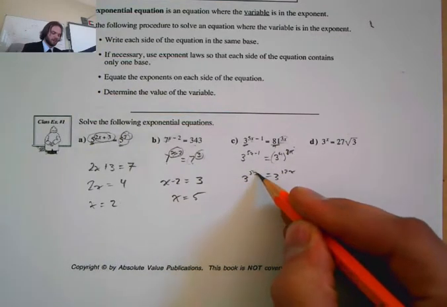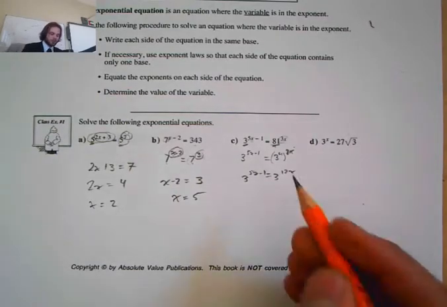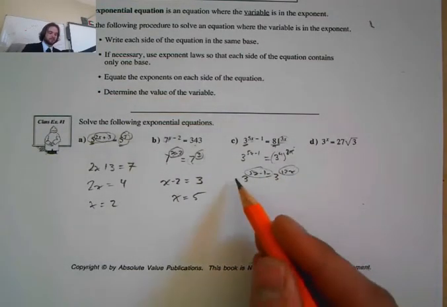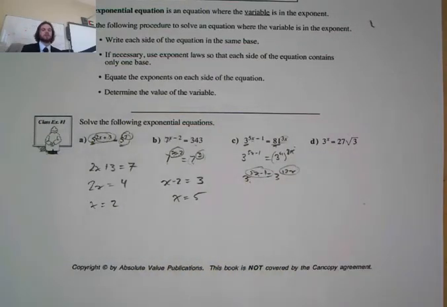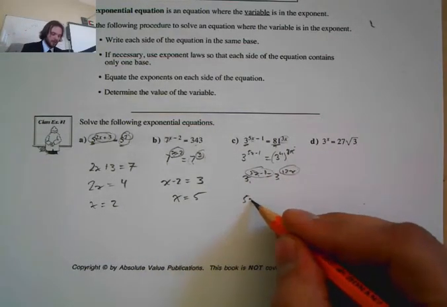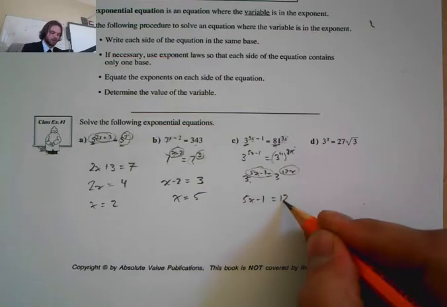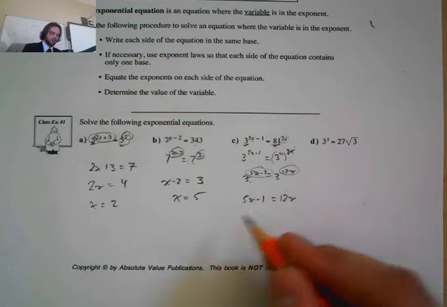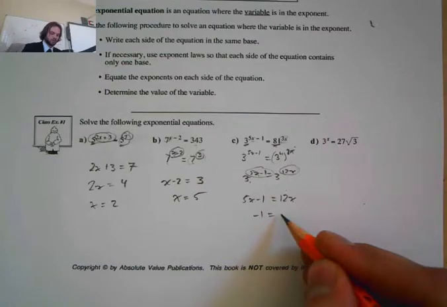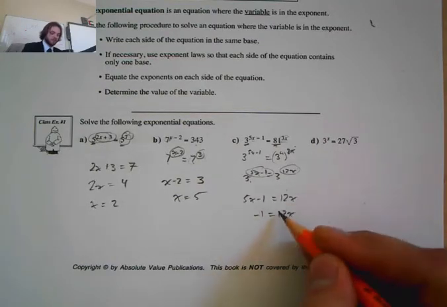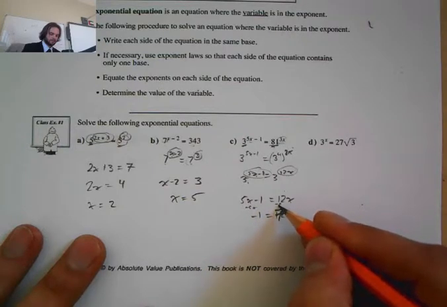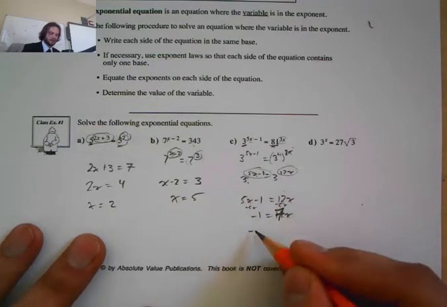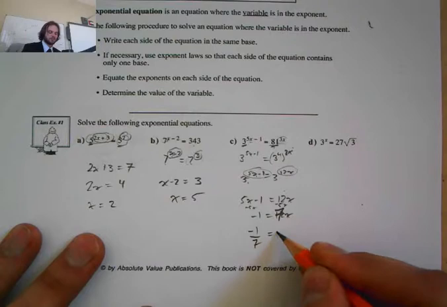Is equal to 3 to the 5x subtract 1. Now we just make our exponents equal. If 3 to the power of something is equal to 3 to the power of something, those exponents must be equal. So we have 5x subtract 1 must equal 12x. And I'm going to take away 5x from both sides. Oops, sorry, 7x, so we take away 5x. So we get 7x, so I get negative 1 over 7 is equal to x.